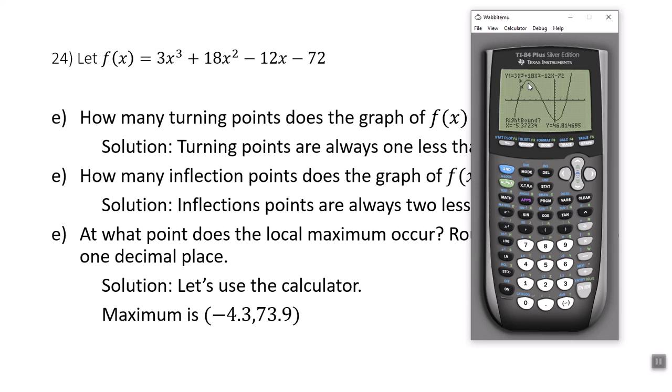Again, this is my maximum. I want to use my little spider cursor using the arrow keys. I'm going to move over to the right. And your guess, you don't even have to be a good guesser. But if you want to guess, I'll put it right there. And this is how I got my maximum value at negative 4.3, 73.9. So it'll display it right there for us.